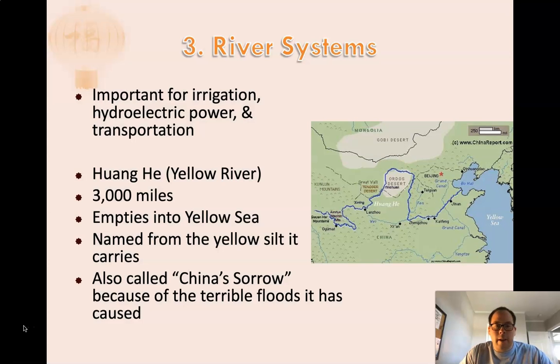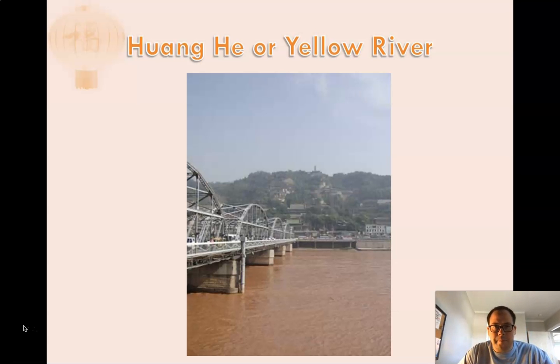Rivers are important for irrigation, hydroelectric power, and transportation throughout the region. The Yellow River is 3,000 miles. It empties into the Yellow Sea. It's named for the yellow silt that it carries, so it has a yellowish color. It's also called China's Sorrow because it floods the region frequently. It causes terrible floods that devastate the region. So here's a picture of the Yellow River.